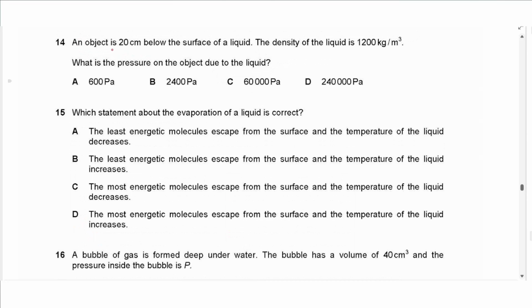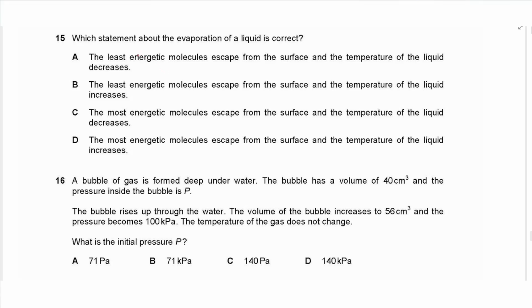Question 14 says an object is 20 centimeters below the surface of a liquid. The density of the liquid is 1,200 kilograms per meter cubed. What is the pressure on the object due to the liquid? So pressure is equal to rho gh, the density 1,200, and g is 9.8. And then we have the depth. 20 centimeters is not accepted, so we divide by 100 to convert it into meters. That gives an answer of 2,352, which is approximately 2,400 Pascal. So we choose B.